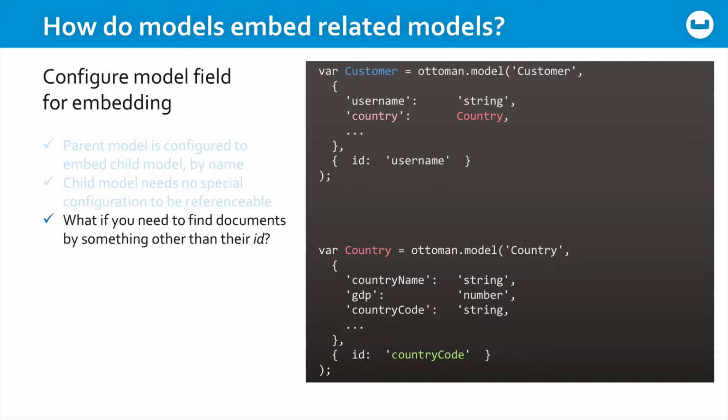But what if you want to look up documents by something other than their ID value? For example, if I embed country documents in customer documents, my country documents have a country name. What if I wanted to find customers based on the country name, which has been embedded as part of the data in their country attribute?